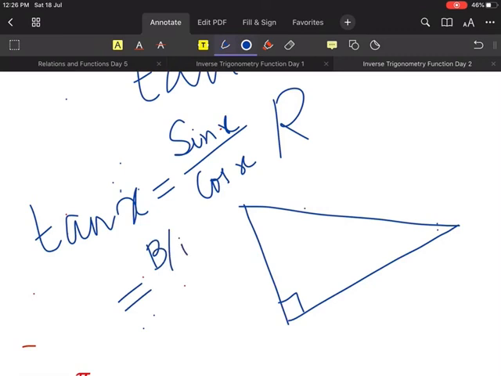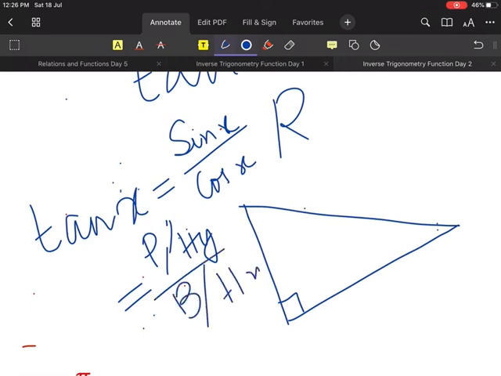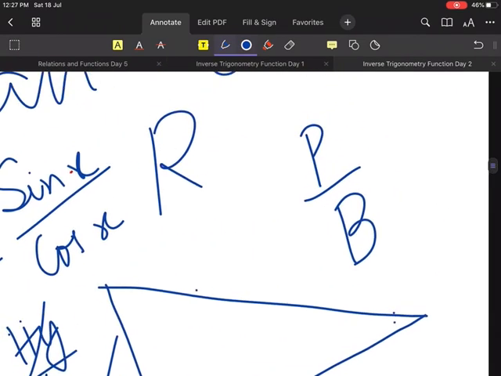Tan x is what? I know it is sin x by cos x. Sin x is what? Sin x is perpendicular by hypotenuse. Yes or no? This one you know, right? Always start with what you know. Don't guess your answer. And cos x is base by hypotenuse. So hypotenuse goes out. So what do you get? Perpendicular by base. Yes or no?